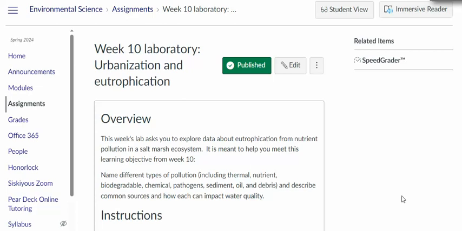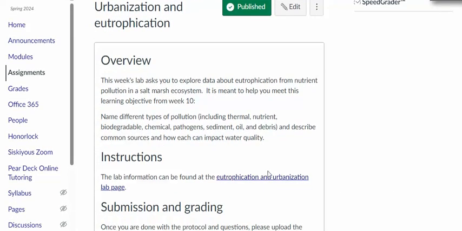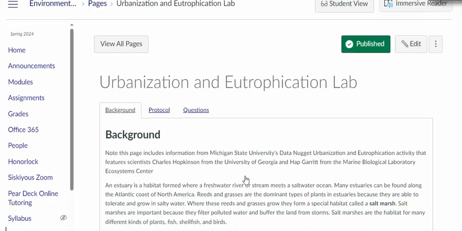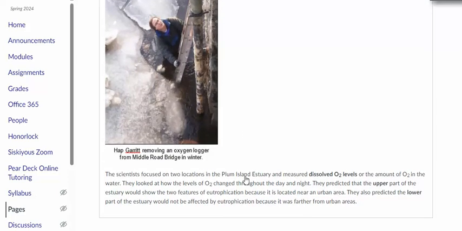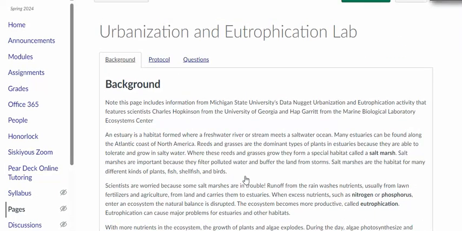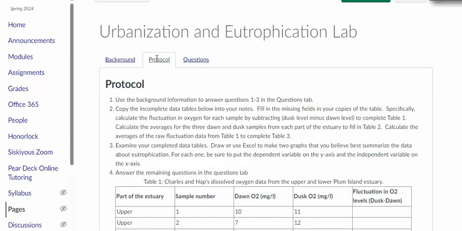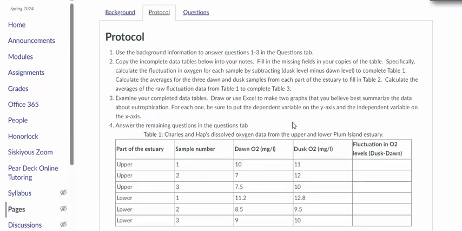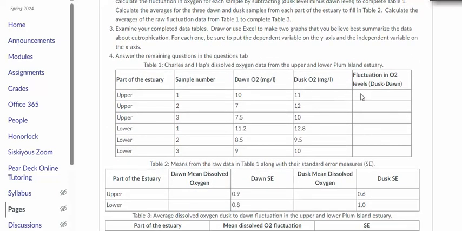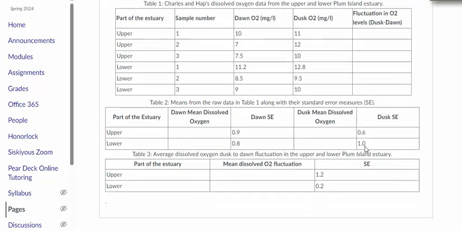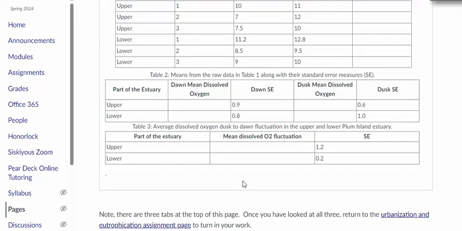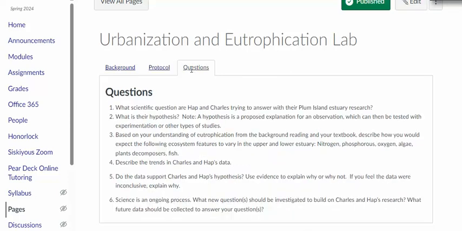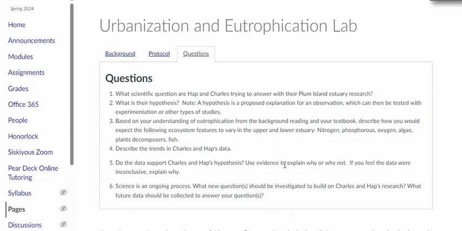There's a laboratory this week focused on urbanization and eutrophication. So this doesn't require any supplies. There's some background information for you to read here about the researchers who conducted this study and a little bit about their research questions. And then there are some data tables for you to complete. So you're going to complete this last column. You're going to complete these means. In this table, you're going to complete the mean dissolved oxygen fluctuation in the last table. And then you're going to answer these questions.